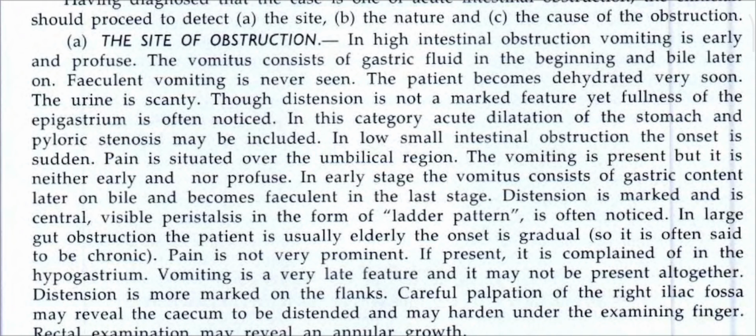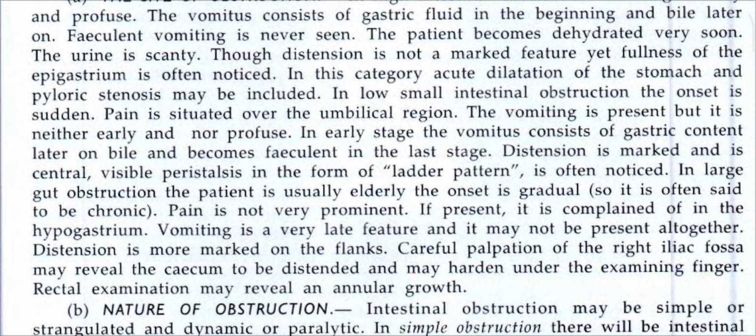In low small intestinal obstruction, the onset is sudden. The pain is situated over the umbilical region. The vomiting is present, but it is neither early nor profuse. In the early stage, the vomitus consists of gastric content. Later on, bile appears, and it becomes feculent in the last stage. Distension is marked and central. Visible peristalsis in the form of a ladder pattern is often noticed.